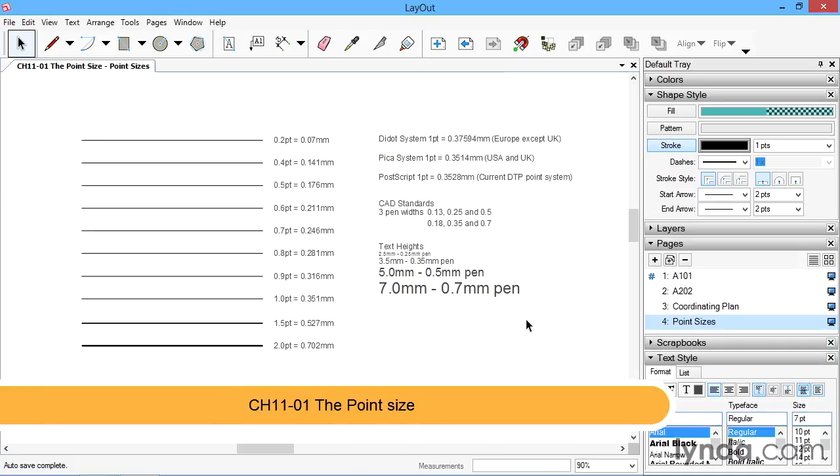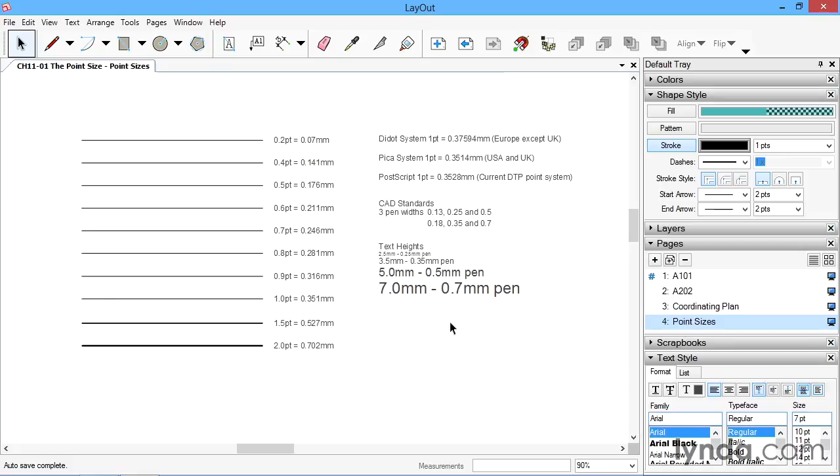So chapter 11.01, the point size. I took a little detour and thought I'd explain all about the point size because layout uses it for its line thickness. It doesn't give it in millimeters, it gives it in points. And depending on where you are, there are different types of point system as well.